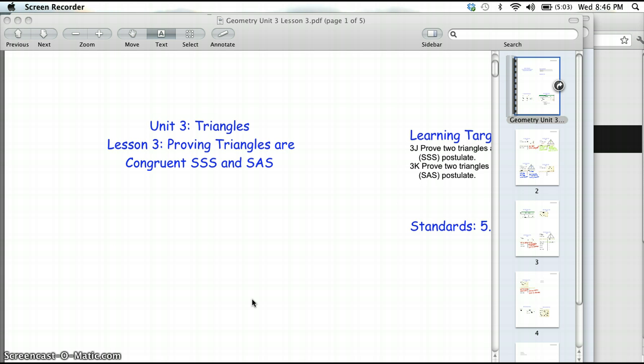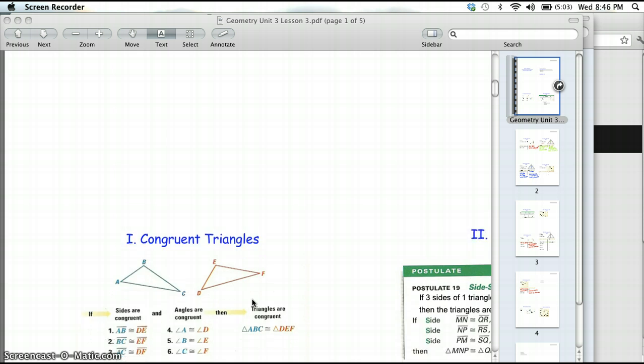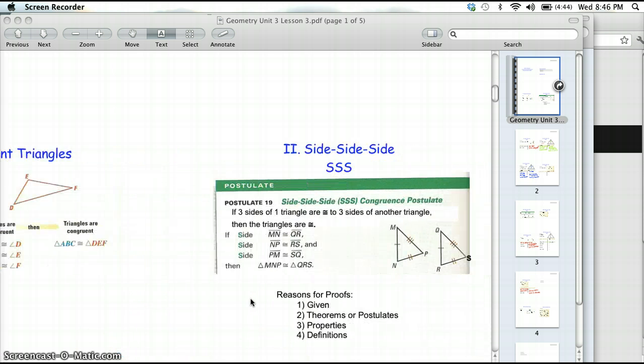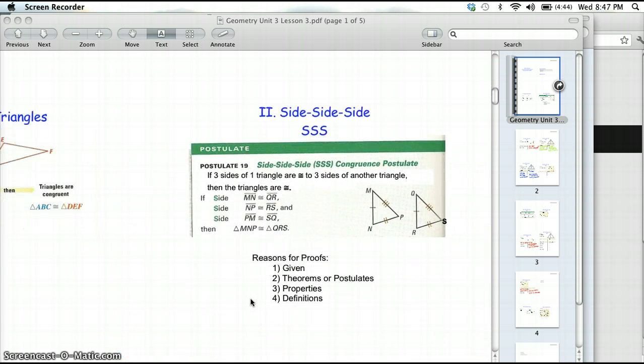So we need to prove that two triangles are congruent, and we need to use one of those four different theorems. Now, we had you classify the different theorems a couple days ago. Now you need to actually prove those theorems. So we're going to use proofs. So we're going to start with side, side, side congruence postulate.